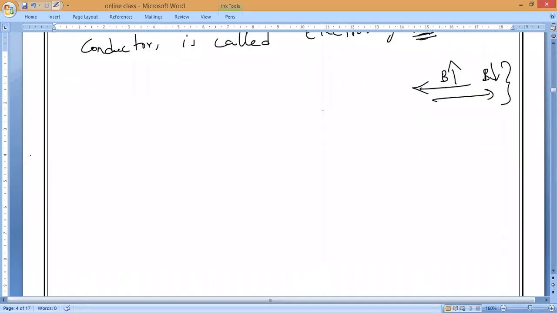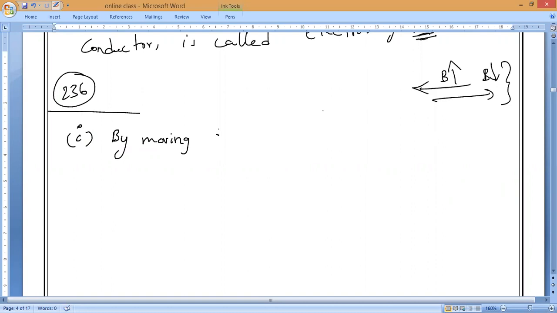So what are the methods, guys? First method, anybody? What is the method for that question? You can see, in text questions, page number 236. What are the methods of inducing current? First one: by moving the coil in a magnetic field. Yes or no? By moving the coil in a magnetic field, meaning a conductor or solenoid, whatever it is, in a magnetic field. So that we can produce the induced current.